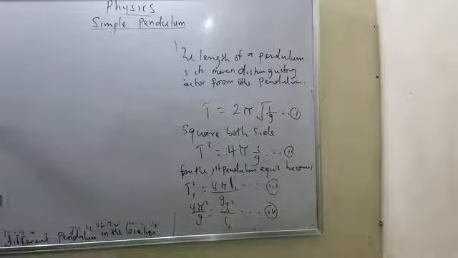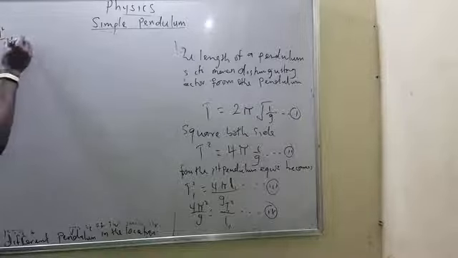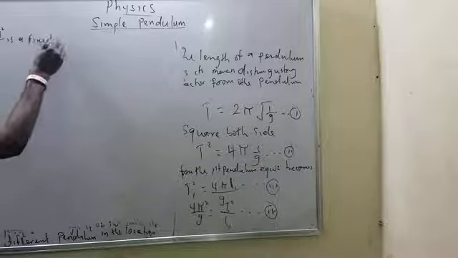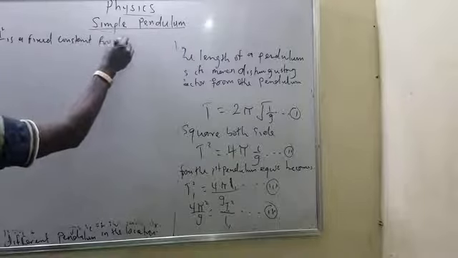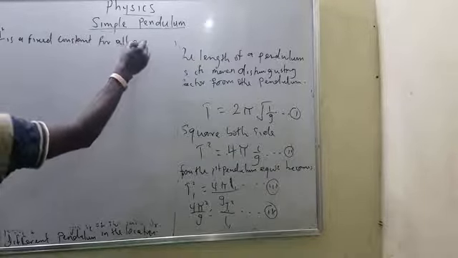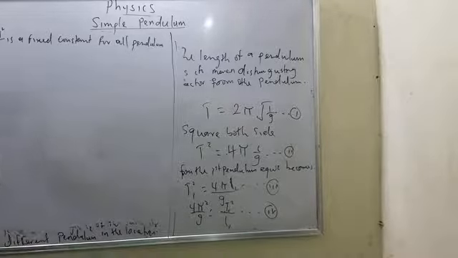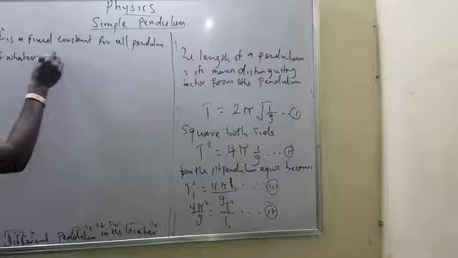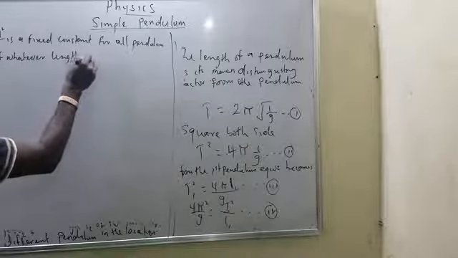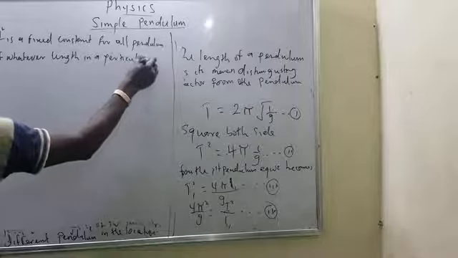Now, from here, I can also continue by noting that 4 pi squared divided by g is a fixed constant for all pendulums of whatever length in a particular location.